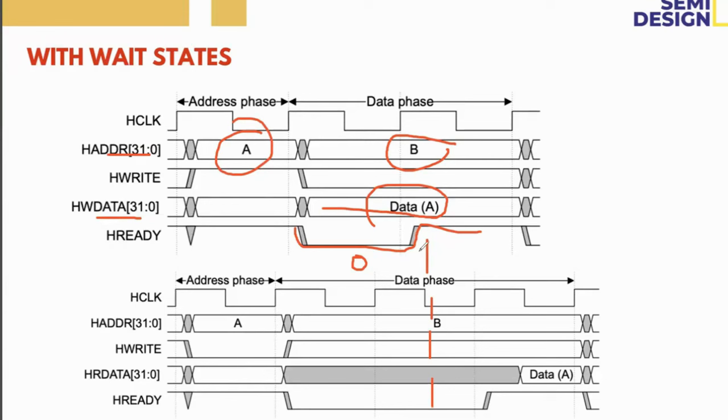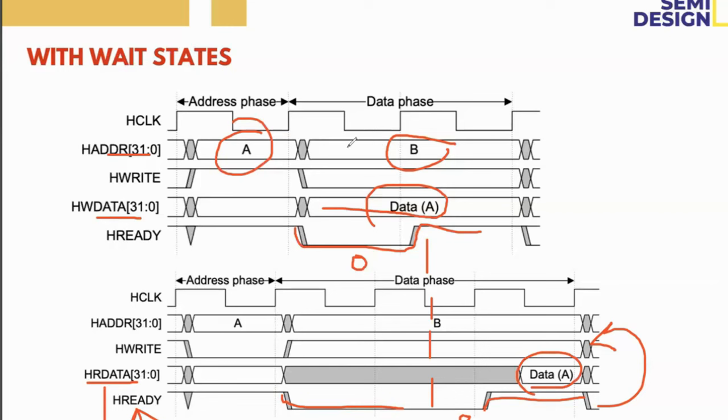HREADY from the slave side is low up to here. Whenever HREADY is high, it should be shown upside, then you can understand easily, because HWDATA depends on HREADY. HREADY will not depend on HWDATA, right? So HREADY is low up to here, and in the next clock cycle the data is available. Whatever A data is there, that data is available in the next cycle once the slave is ready. That is with wait state.